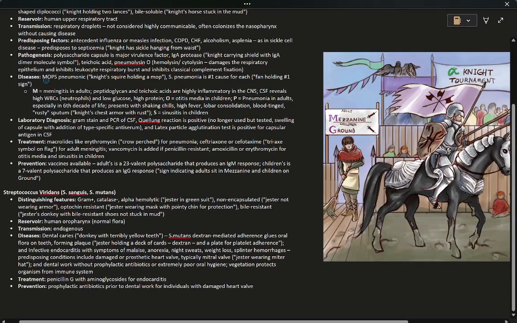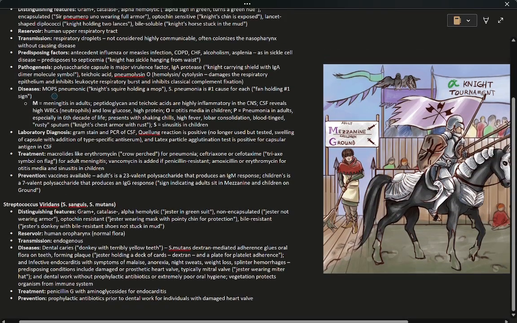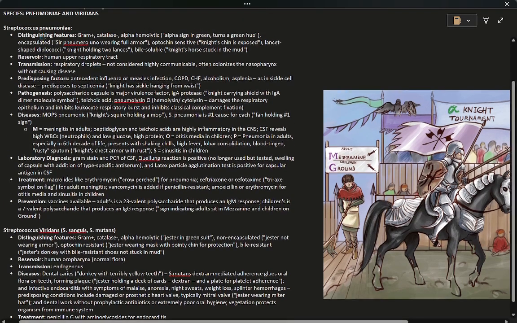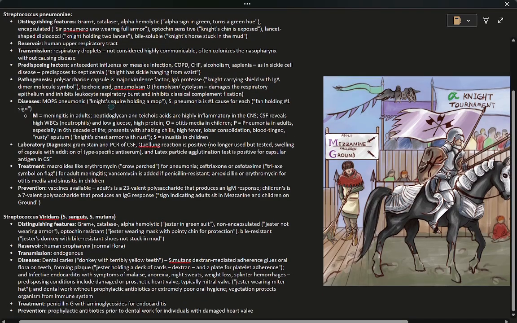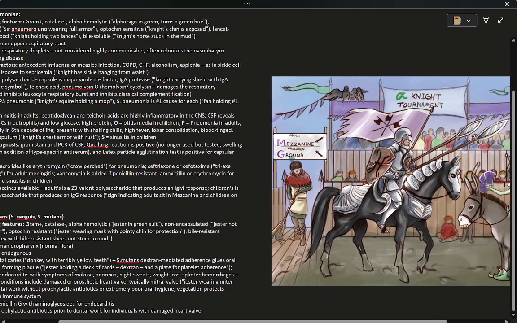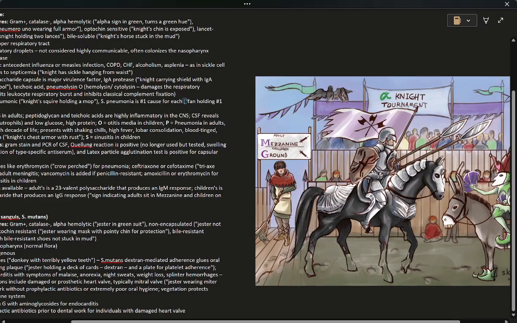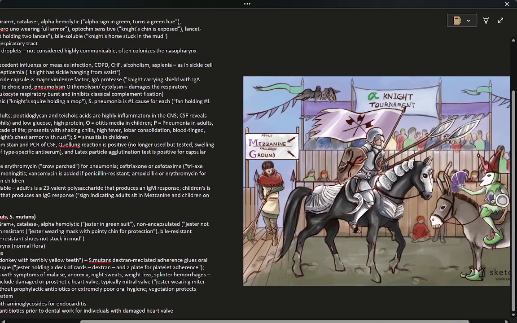Regarding diseases, think about the MOPS mnemonic that Streptococcus pneumoniae can cause. So, just imagine the knight's squire holding a mop shown over here. And Streptococcus pneumoniae happens to be the number one cause for each of these following diseases. You remember that by thinking of the fan holding the number one sign.